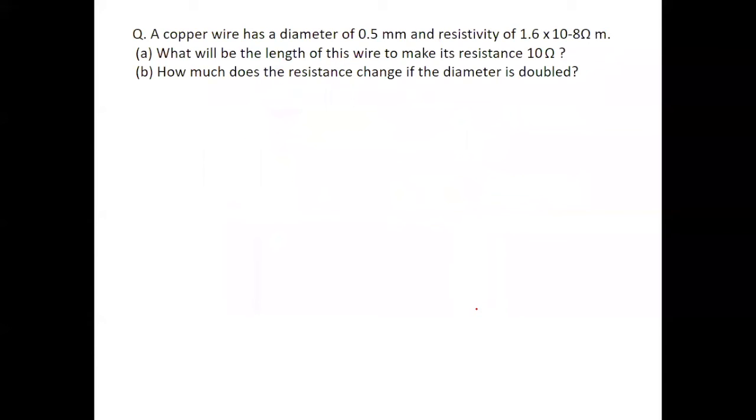A copper wire has a diameter of 0.5 mm and resistivity is 1.6 × 10^-8 ohm meter. What will be the length of the wire to make its resistance 10 ohm? So here, first of all, we calculate the area of cross section.